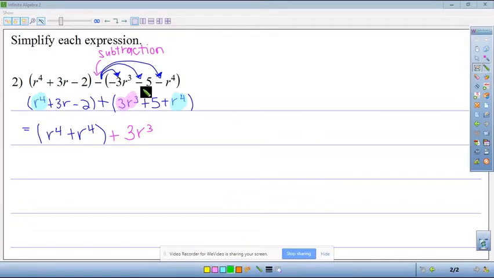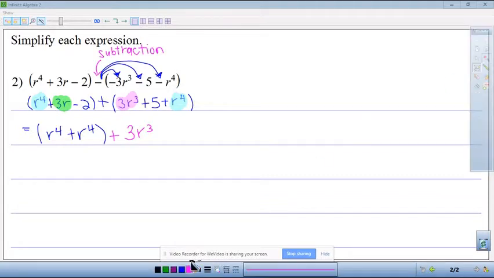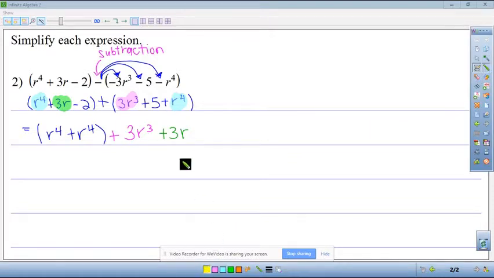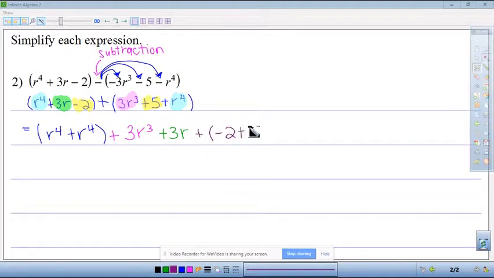So then I try to see, is there any squareds? And there's not. But there is an r. But there's only one r, so it's by itself. So that's going to tag on to the end. And then I go again and I look for my next like terms, and I have negative 2 and 5. Those two can group together. So I'm going to group those two together. Negative 2 plus 5. Now the ones that are grouped together, I will combine.